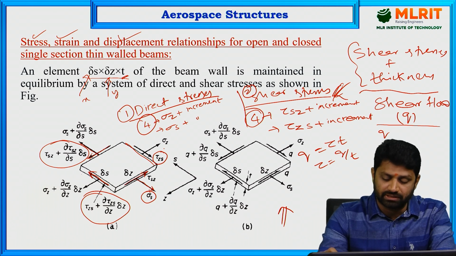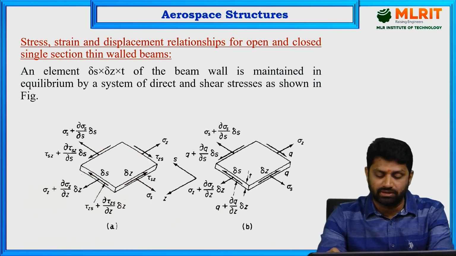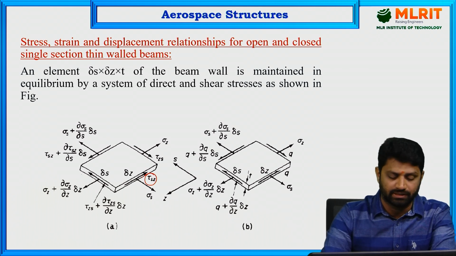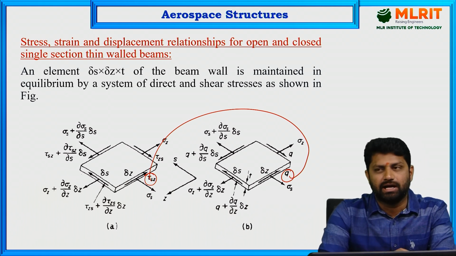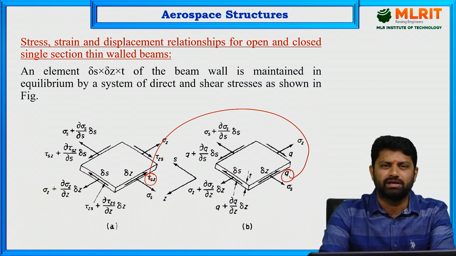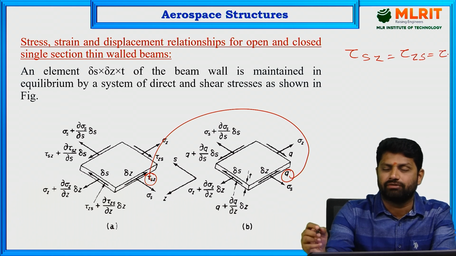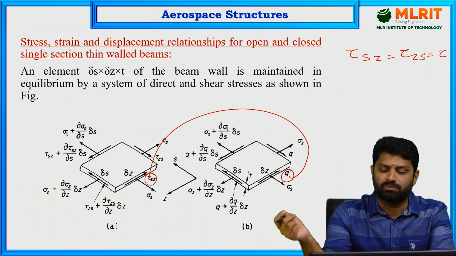So we are going to represent in terms of shear flow in the second diagram. Let's look into this one. For example, tau Sz is a shear stress over here, and we are going to replace it by Q. So Q is the shear flow. Tau Sz and tau Zs, two shear stresses we are using here, but from the complementary nature of shear stresses, we can write tau Sz equals tau Zs equals simply tau, because these shear stresses are equal in magnitude but opposite in direction.